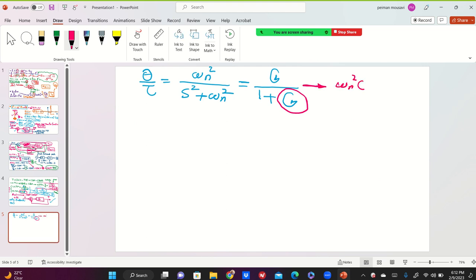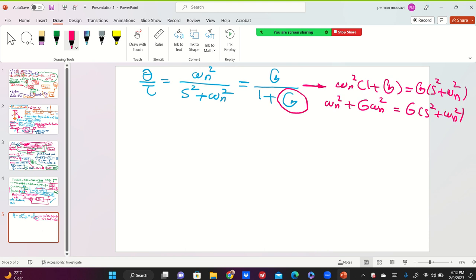Now this is kindergarten. This is omega n square times 1 plus G is equal to G times s square plus omega n square. Omega n square plus G omega n square is G s square plus G omega n square. If you do that, I'm just skipping, please do it at home. It's going to be omega n square divided by s square. There we go. This is the natural frequency of the pendulum. And this is s square.